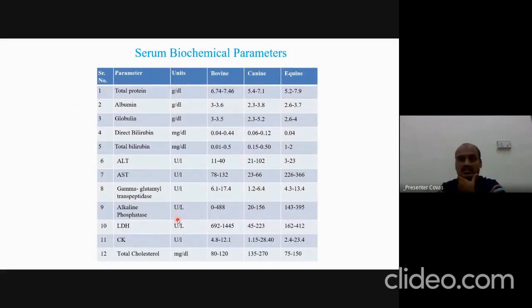This one is important because whenever we say something is less or higher, we have to know what is normal. For example, total protein 6.4 to 7.4 grams per deciliter is normal. If we consider it as normal, anything higher than that is increased, or lower than that is a decreased concentration. So we compare it with it, right? And it has some other implications also.